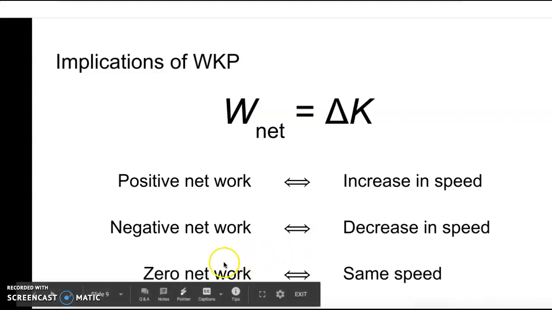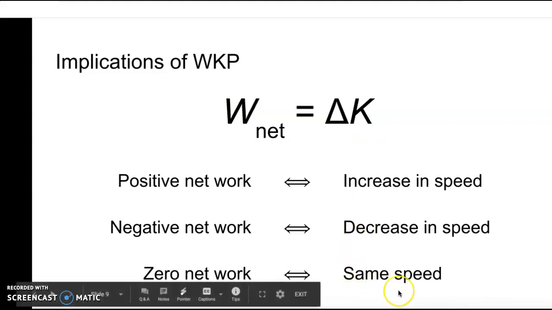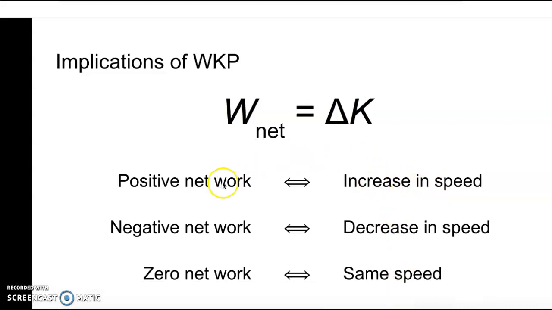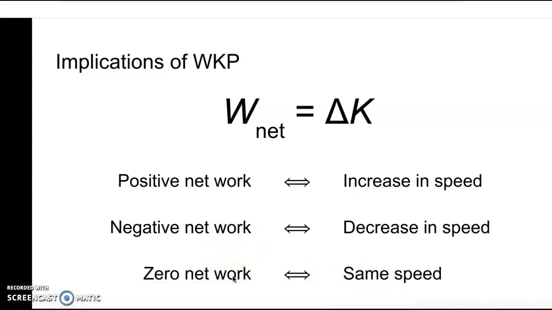And finally, if the net work was 0, if it all added up to 0, then the right side of the equation also has to be 0. That would mean there was no change in kinetic energy, so the speed stayed the same. So if it got faster, the net work was positive. If it got slower, the net work was negative. If it stayed at the same speed, the net work is 0.